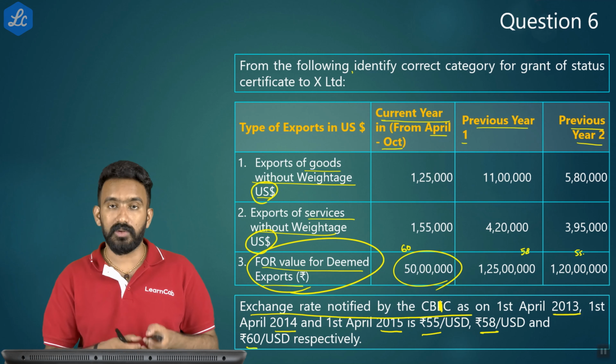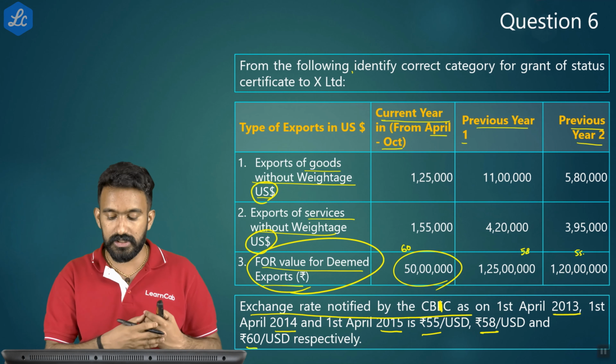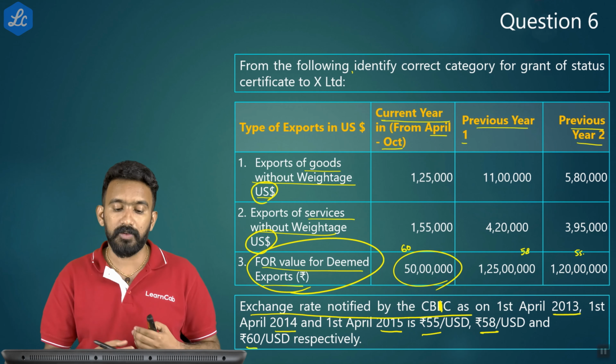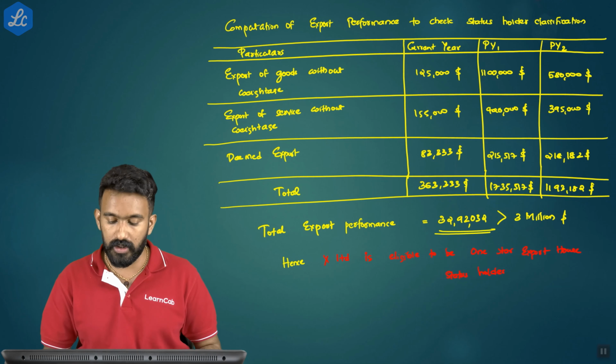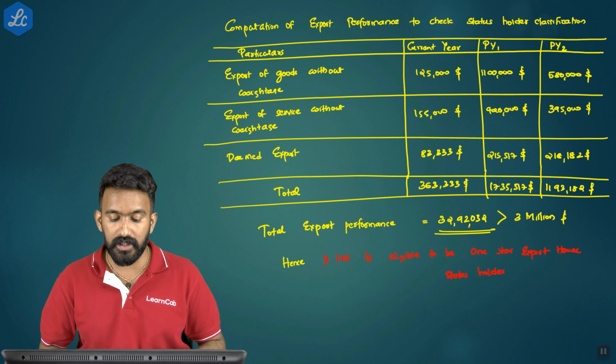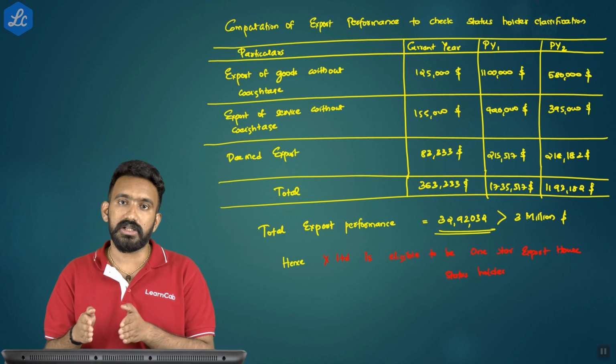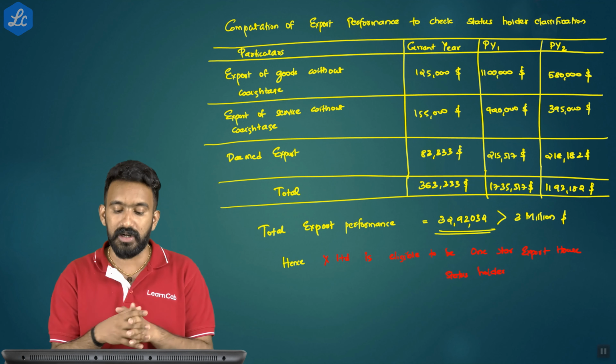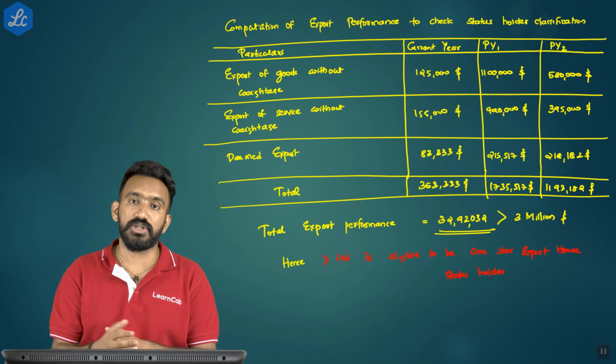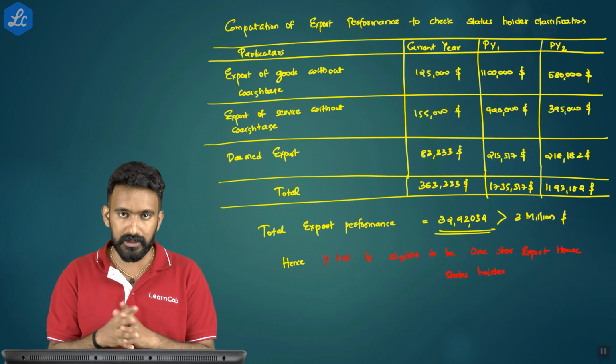So this is how we calculate. We'll have to add the last 3 years' export performances, so that you will get the eligibility of these people for being a status holder. We will discuss a few more questions so that we can have a deeper understanding of how weightages would work and all that. So we'll come back with another question.